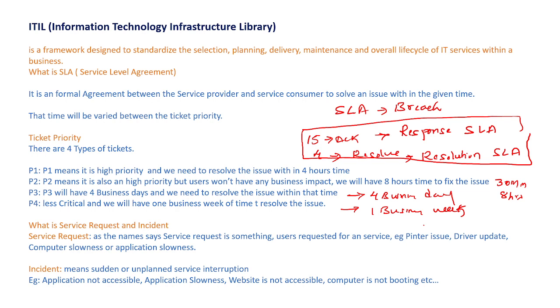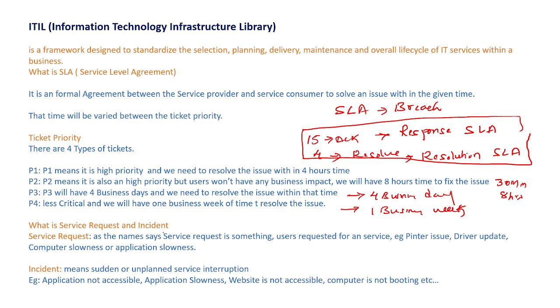Now, there are multiple types of tickets. I will not explain everything. I will only explain service request and incident. A service request is a request coming from a user requesting a service. Say, for example, I joined as a new user and I wanted to install a printer, or get access to an application. Then I will raise a service request.